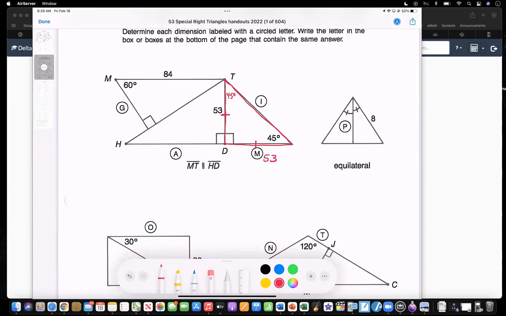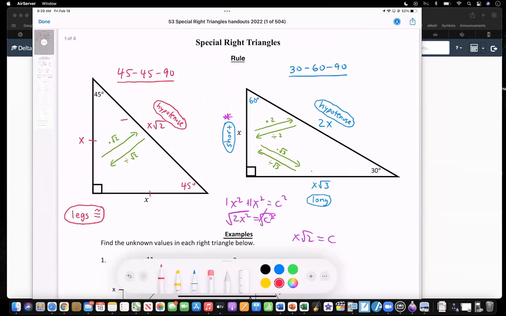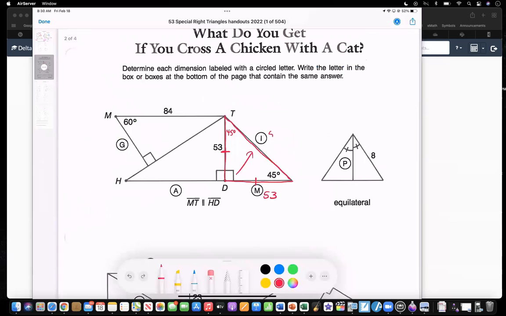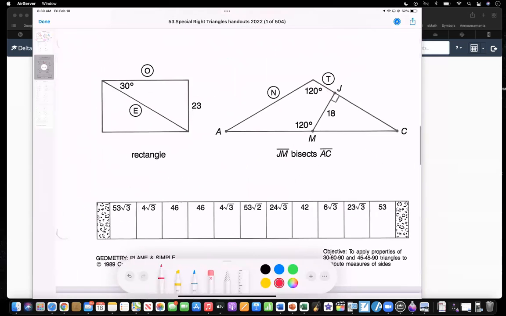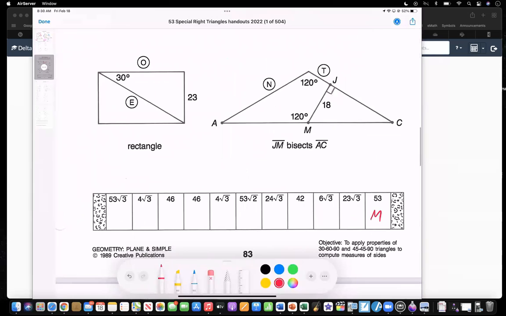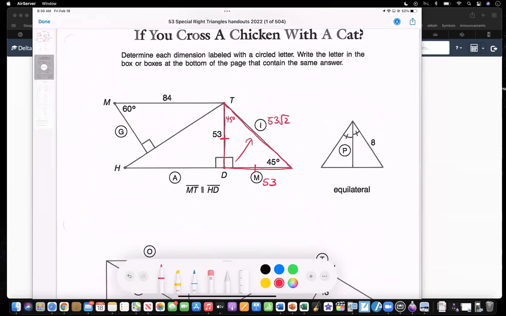So to go from the legs to the hypotenuse in a 45, 45, 90, my rule is multiply by radical 2, right? So if this is 53, this is going to be 53 radical 2. Okay, so 53, we put an M, and 53 radical 2, we put an I. Okay, so we're already on our way to spelling that out. Okay, let's look at, we can look at this one. So I have this triangle here.